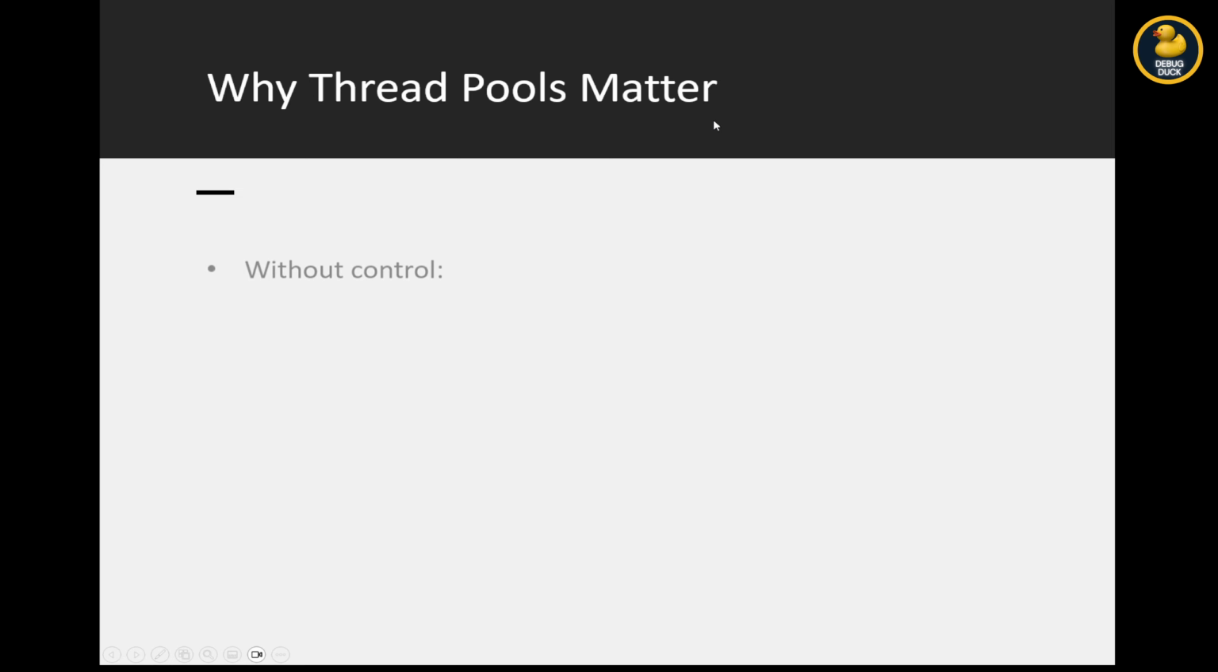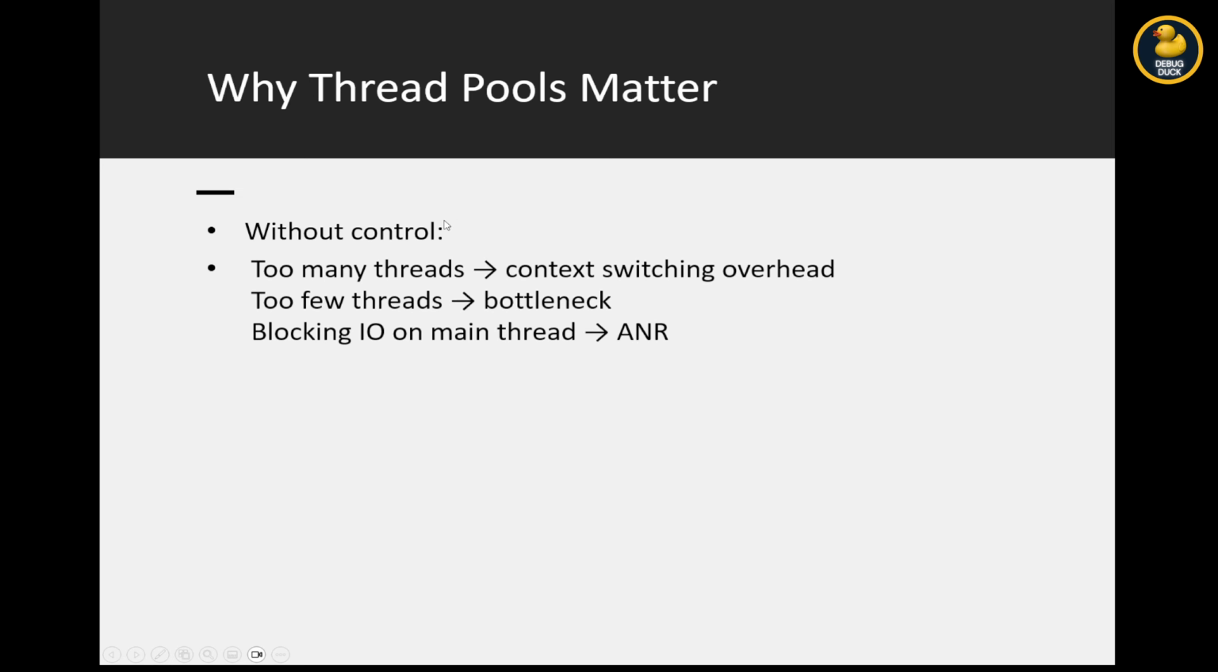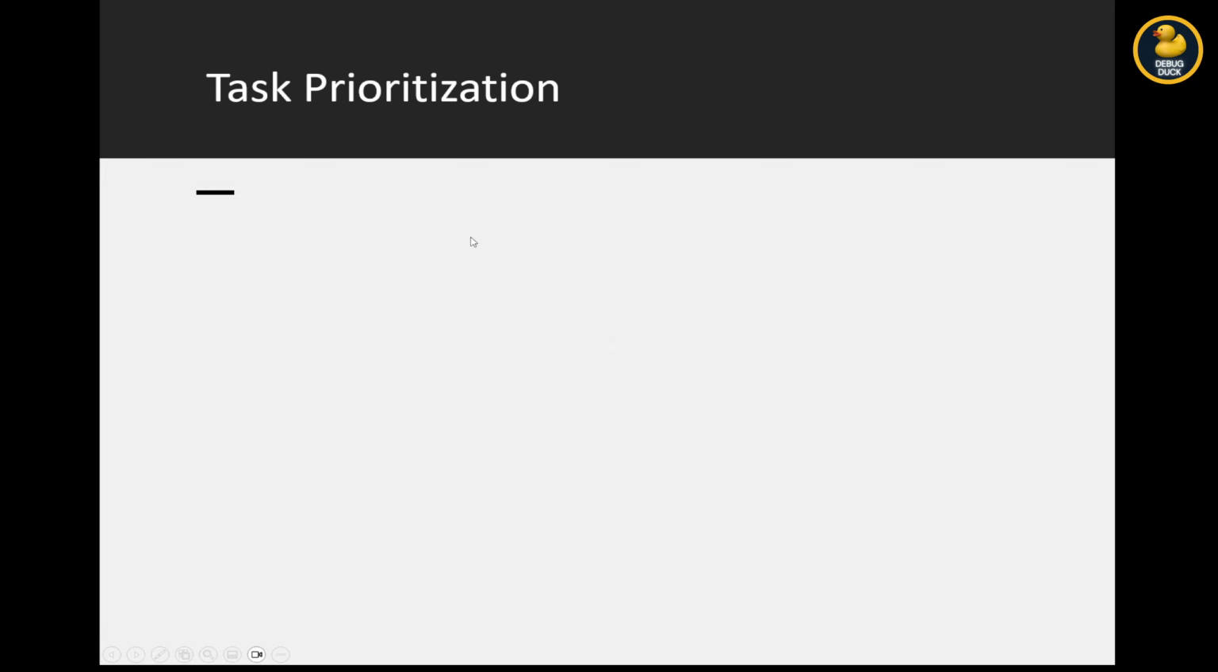Why do thread pools matter? Without control, too many threads will cause context switching overhead. Too few threads will be a bottleneck. Blocking I/O on the main thread will cause Application Not Responding on Android. At scale, the wrong threading strategy kills performance.